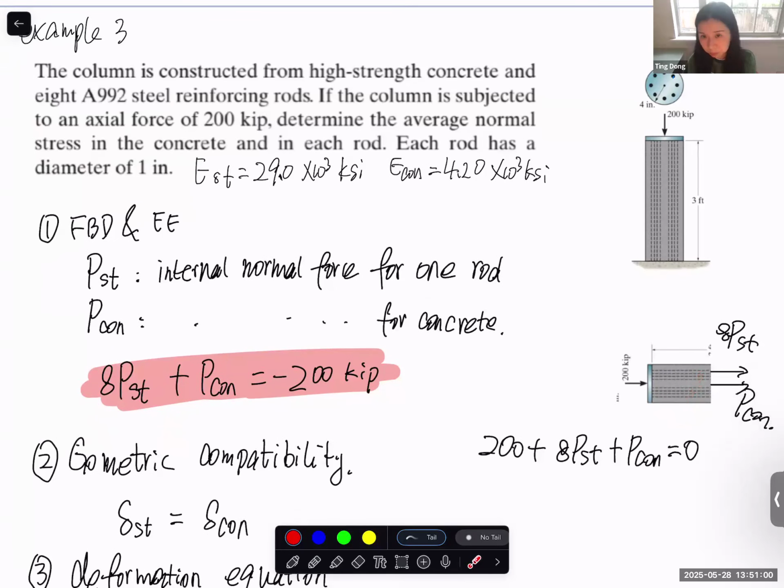Everything we did before, we rotate so the surface is in the positive X direction. So let's say I take this part and rotate it this way. Now this is the positive X direction, so this is the positive X surface since it's facing the positive X direction. For the 8 steel rods, we have this one. For the rest, which is concrete, we have this one. So the equilibrium equation becomes 200, which is in the positive x direction, plus steel rod plus concrete equals 0. And if you compare these two equations, they're the same.